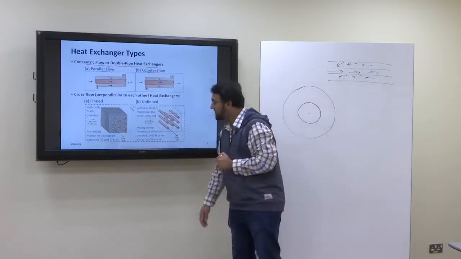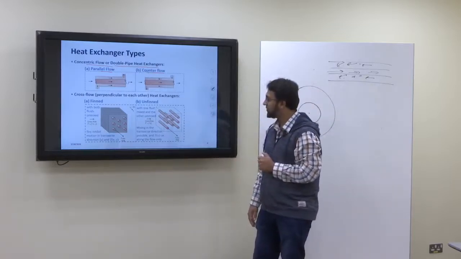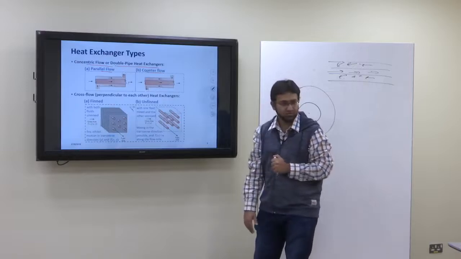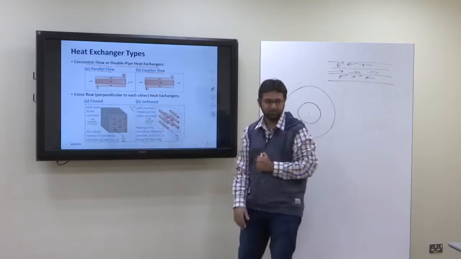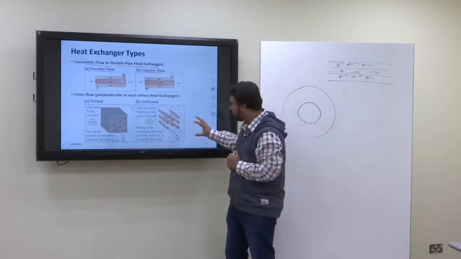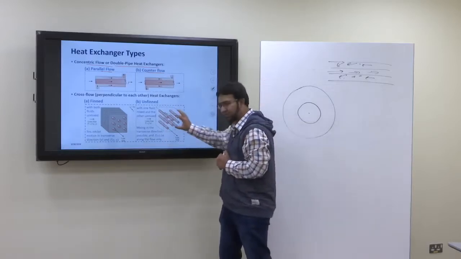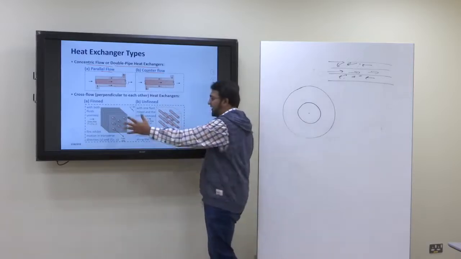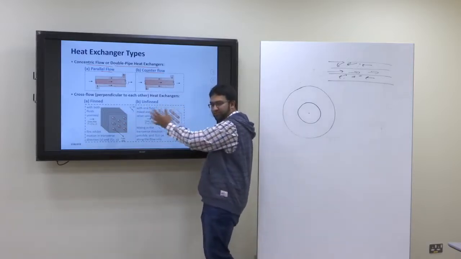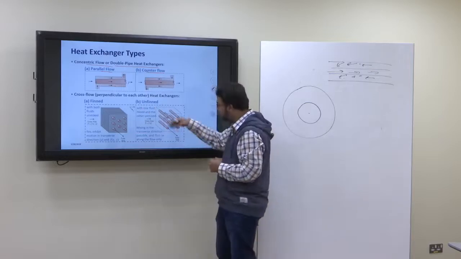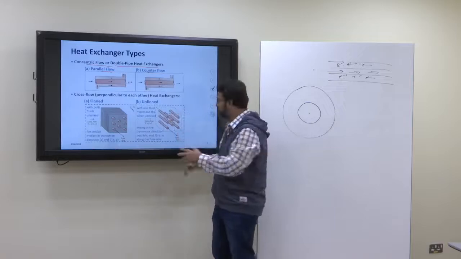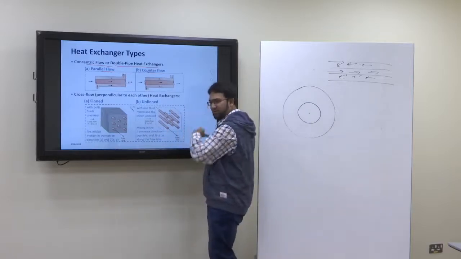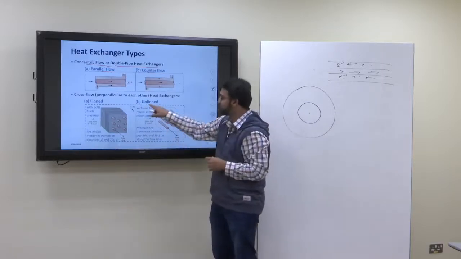Now in cross flow heat exchangers we have two categories. We could have finned, we could have unfinned. So suppose you have flow in the tubes, in the pipes going, and you have another flow of air in the cross direction. Okay? So there are no fins. This is just pipe. The flow is across the pipes. Okay? So this is unfinned.